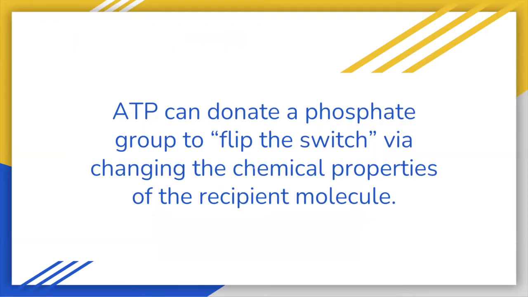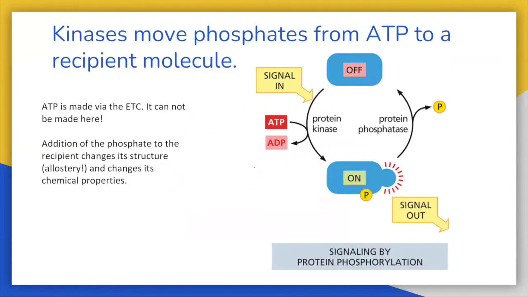So ATP can donate its 3rd phosphate to flip the switch by changing the chemical properties of a recipient molecule. And that looks like this. The proteins that move phosphates from ATP to a recipient molecule are called kinases. This is one of the few enzyme names that isn't just intuitive. So it's worth remembering that kinases move phosphates from ATP to another molecule.